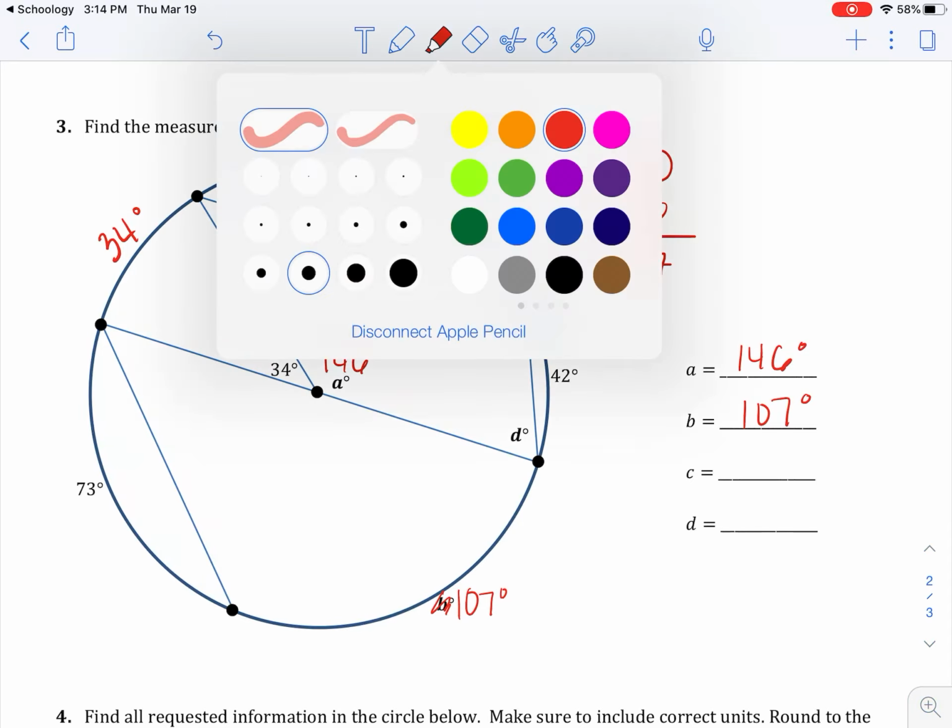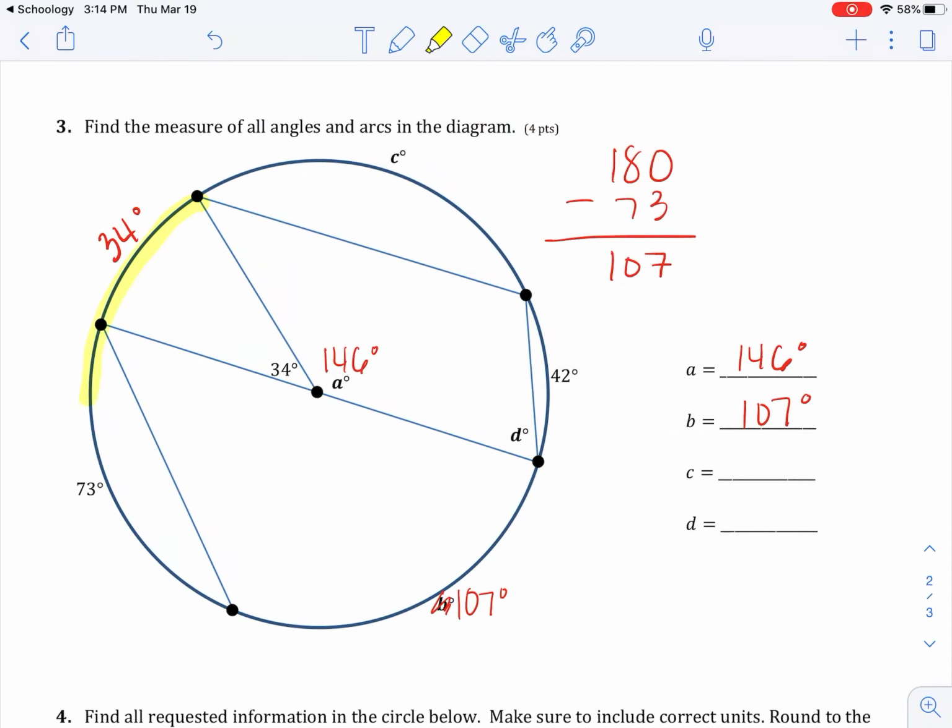All right, arc C is the last arc left in the circle, so there's several ways to do this. You could add up all of these arcs and subtract it from 360. Or a little bit of an easier method is that this right here is a semicircle, so these 3 arcs have to add to 180. So I can add 34 and 42.